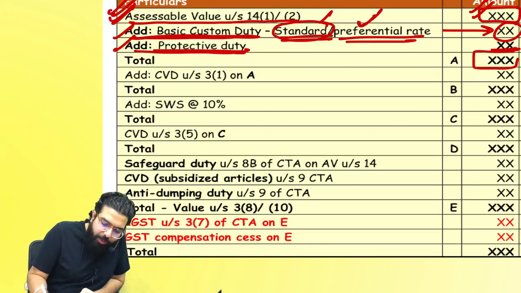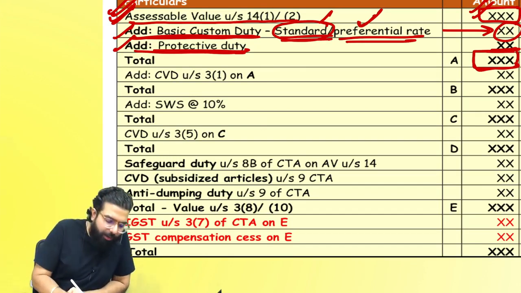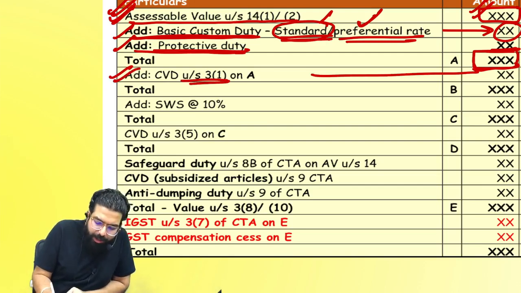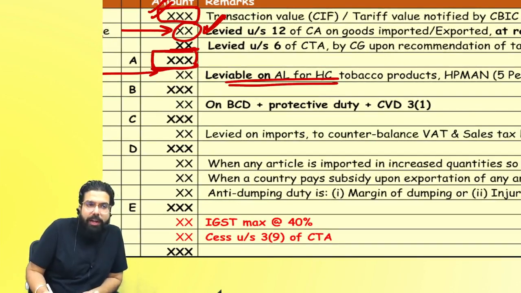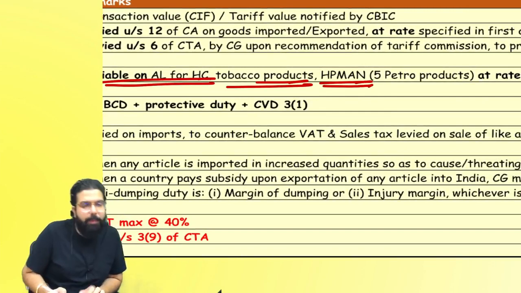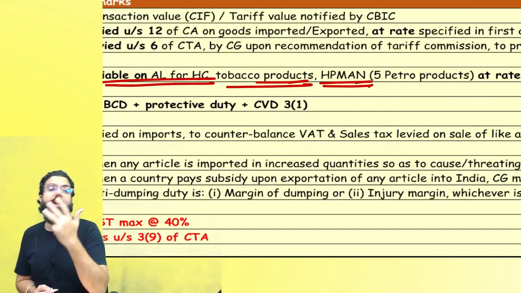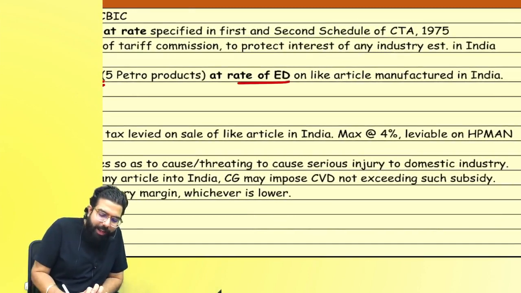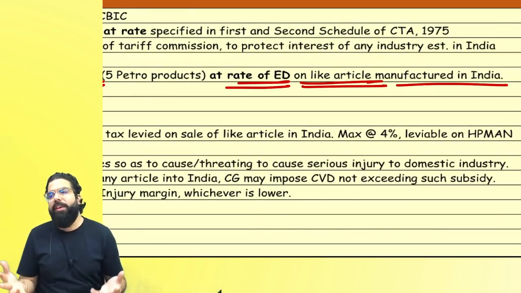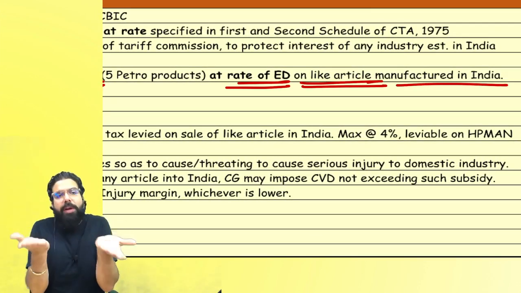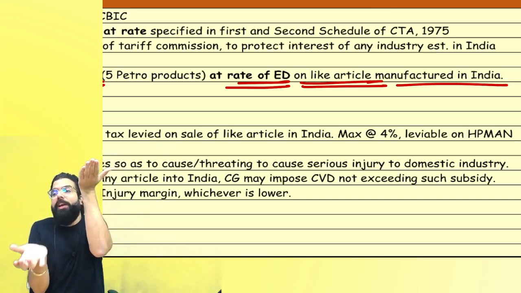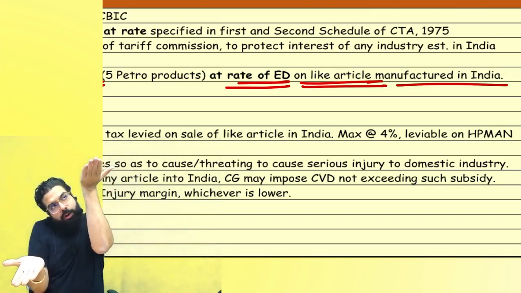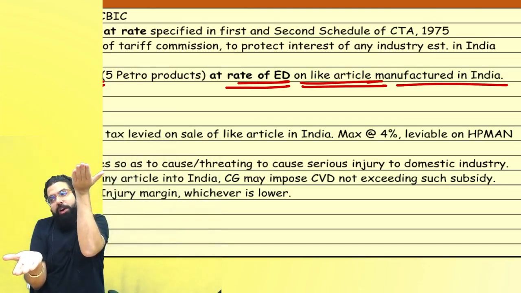Now, once the total has come over here, you will have to go ahead and levy what? CVD under section number 3.1. Everyone listen to me very carefully. What is CVD 3.1? CVD 3.1 is leviable on alcoholic liquor for human consumption, tobacco products and HSD, high speed diesel, petroleum crude, motor spirit, aviation turbine fuel and natural gas, and it is levied at the rate of excise duty on like articles manufactured in India. As of now, there is GST, not many articles pay excise duty, but whatever like item excise duty is there in India, if you import, they are telling we will not charge excise duty, we will charge CVD 3.1 to counterbalance the effect of excise duty on the Indian goods.